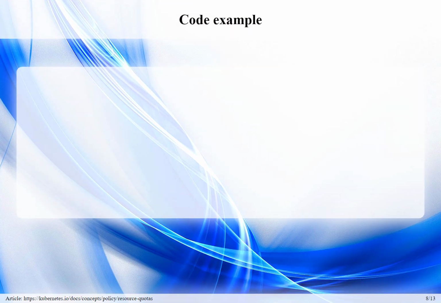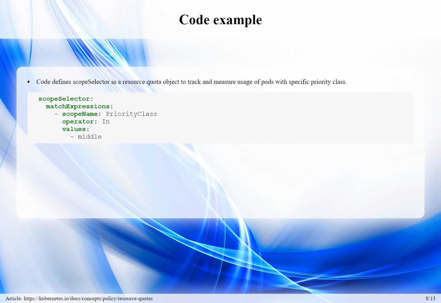Code example. The code defines a scope selector in a resource quota object that matches pods at a specific priority class. In this case, it selects pods with a priority class of middle for tracking and consumption within the quota. This means that the quota will only measure usage for pods with the priority class middle.